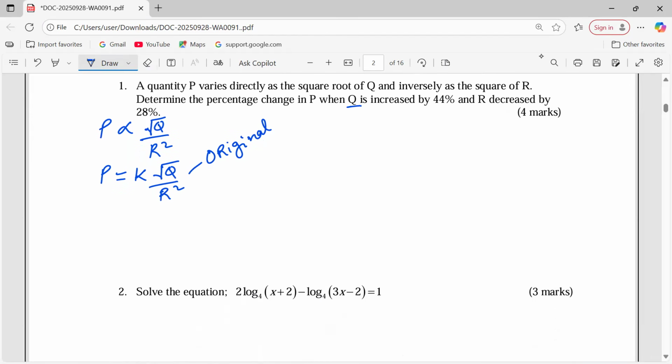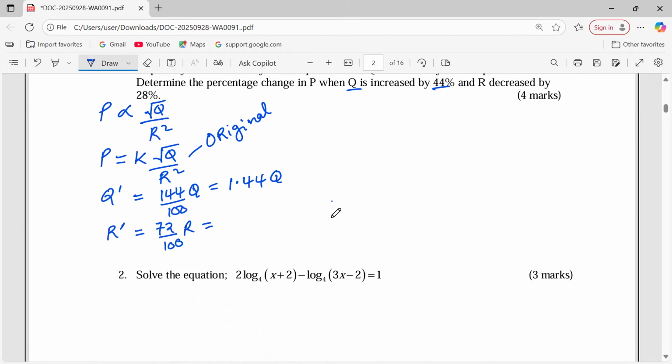Now, after the changes, we can also express the new expression for P. So we get a new Q. Q now becomes 144% of the original Q because it's going to increase by 44%. So it shall be 1.44 of the original Q. Then for R, the new R shall be 72% of the original R because R is decreasing by 28%. So this becomes 0.72 original R.